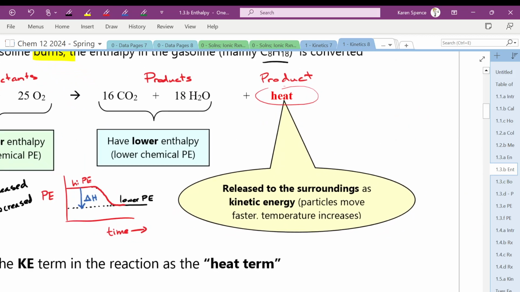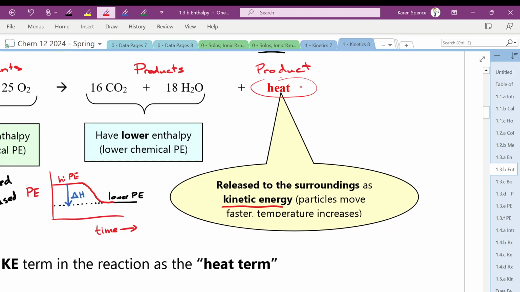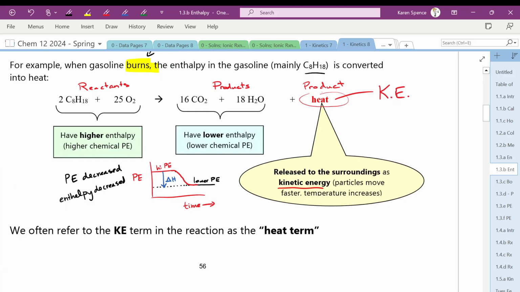Okay, so the heat is released to the surroundings as kinetic energy. So heat is basically the kinetic energy. And the particles move faster, therefore the temperature increases. So this kinetic energy term is referred to as the heat term. What kind of reaction is this? Is this endothermic or exothermic? This is exothermic.